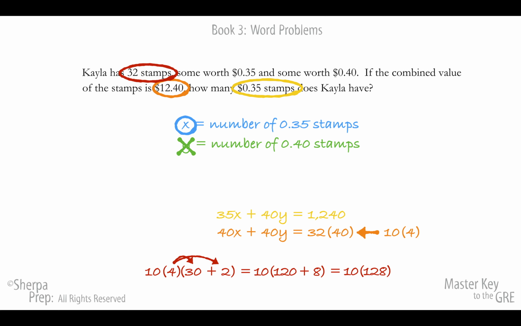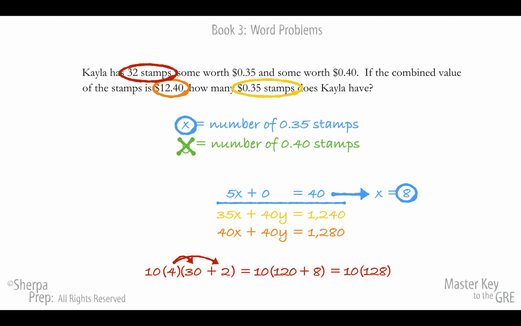In other words, we've got 40x plus 40y equals 1280, and we've got 35x plus 40y equals 1240. Well, what happens when we subtract the two equations? 40x minus 35x is 5x. The y's just cancel out, and 1280 minus 1240, that's 40. In other words, if 5x is 40, we therefore know that x is 8.